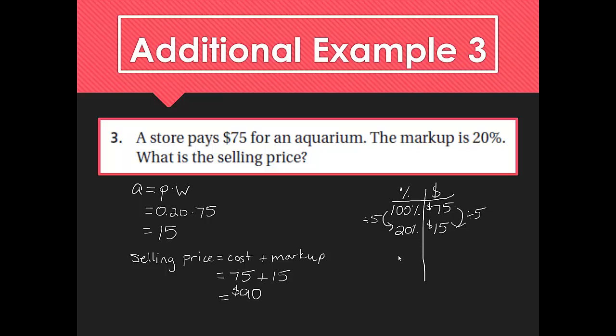We want to know 120% because we have the 100% of the original plus the 20% of the markup, which is 120%. So 20% times 6 gives us 120%. So then we could do 15 times 6, and we would get 90, because 15 times 6 is 90. So we know that 120% is $90. So you can see for both methods, we found the selling price would be $90.